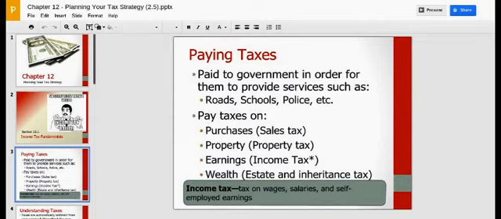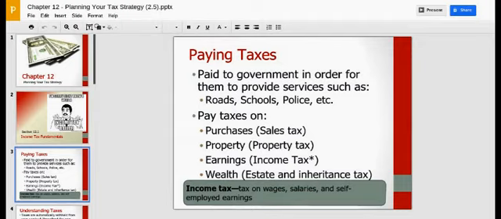We pay taxes on purchases, so sales tax. 7% is the sales tax in New Jersey. We pay taxes on property with the property tax. That is on the land and the building, so your land and your house. We pay taxes on earnings with our income tax, whether you make a wage, which you get paid per hour, or a salary. And we also pay taxes on wealth, with the state inheritance tax.